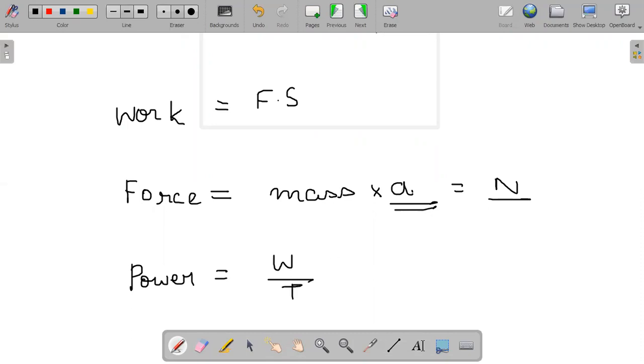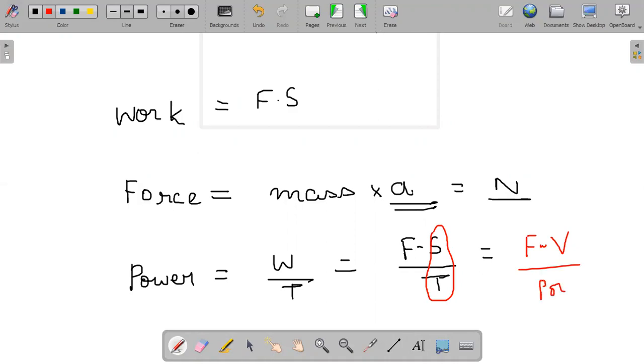Work upon time means work क्या होता है? Force into displacement divided by time. And force, तो ये क्या हो जाएगा? Force into s by t. S by t क्या होता है? Velocity. Means force into velocity can be written as power. Okay.